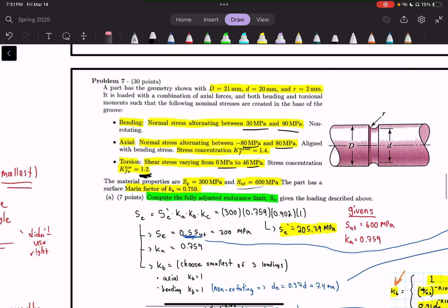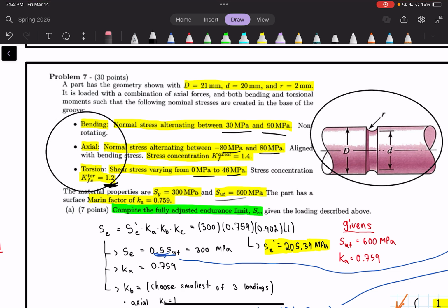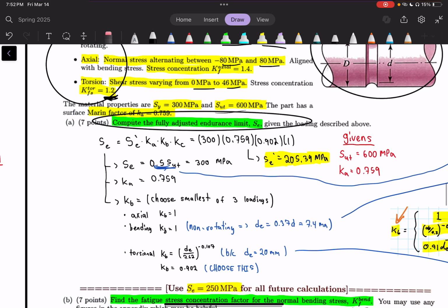So problem 7. Now this one was a little bit different. It was this kind of weird shape here, and we were given its combined loading with the bending, axial, and torsional. We were given a whole list of values, and we are trying to find the fully adjusted endurance limit again with those Marin factors and that Se prime.